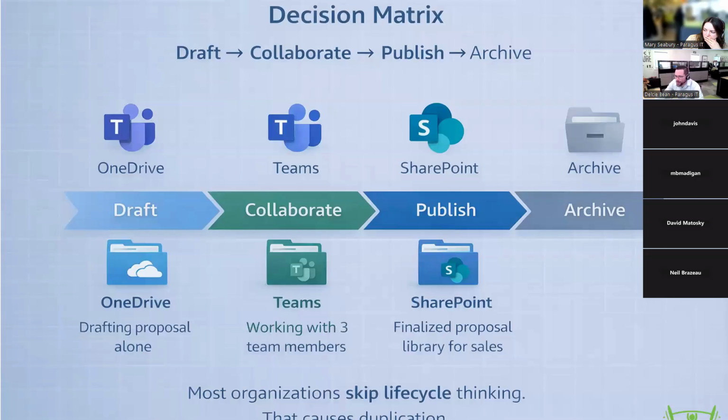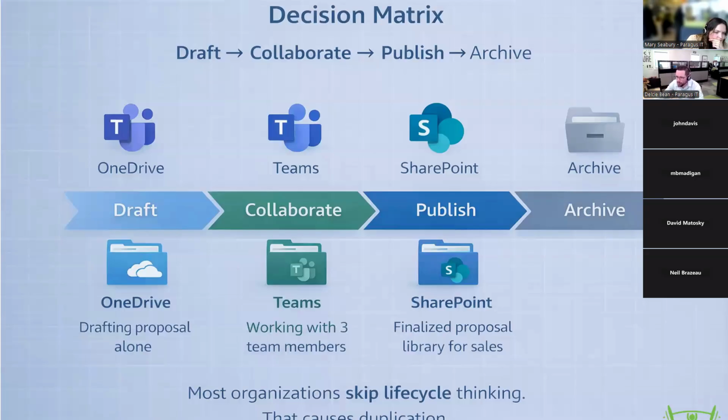This progression reflects lifecycle thinking: draft, collaborate, publish, archive. Drafting happens in our personal space, collaboration happens in a team workspace, publishing happens in the structured document library, and archiving happens based on whatever retention policies we have set for that library.